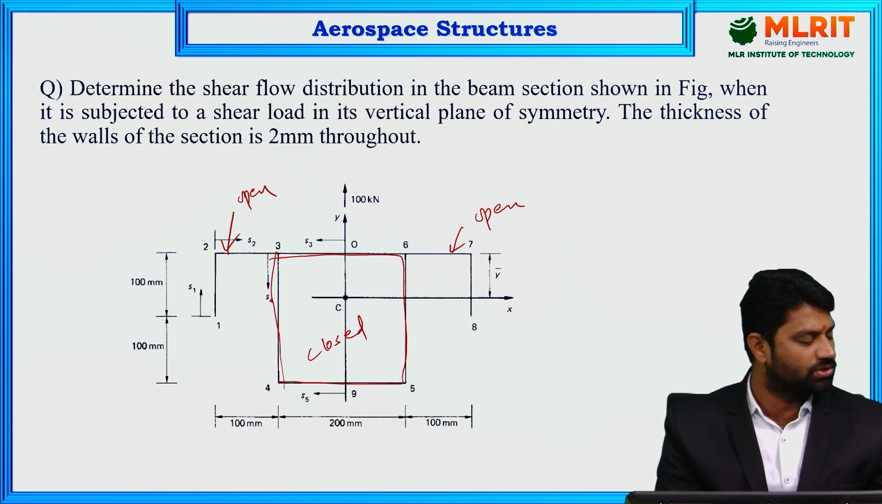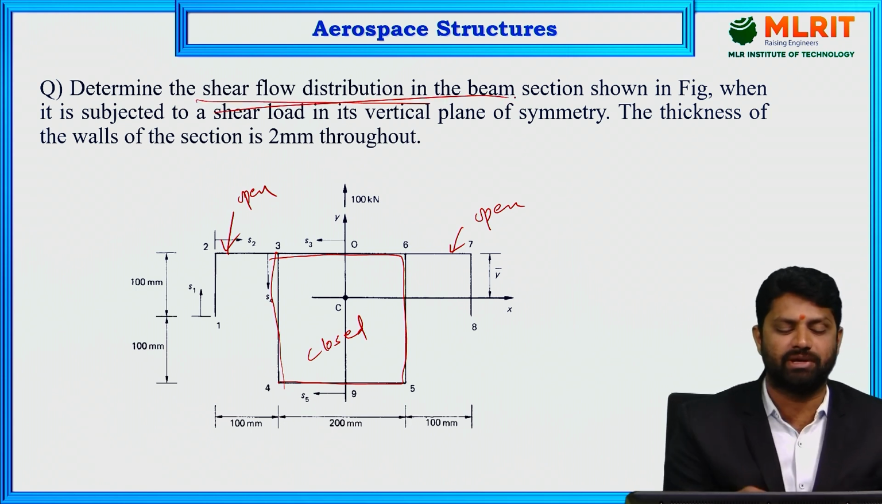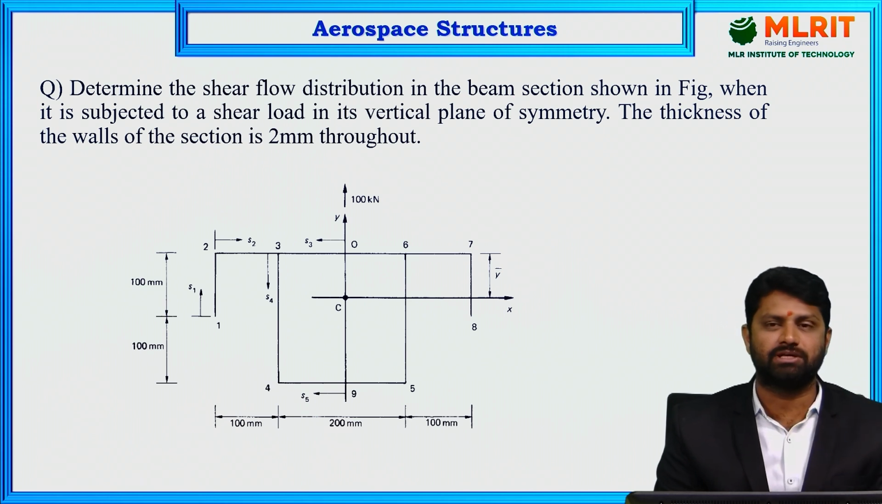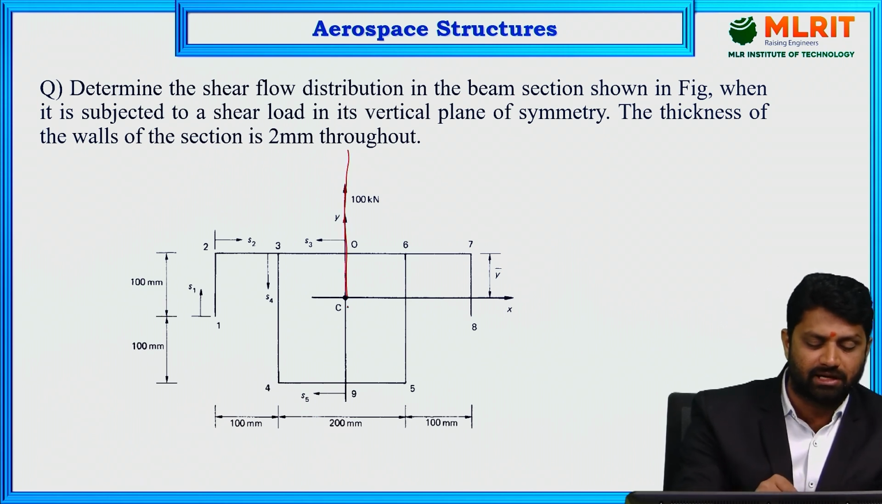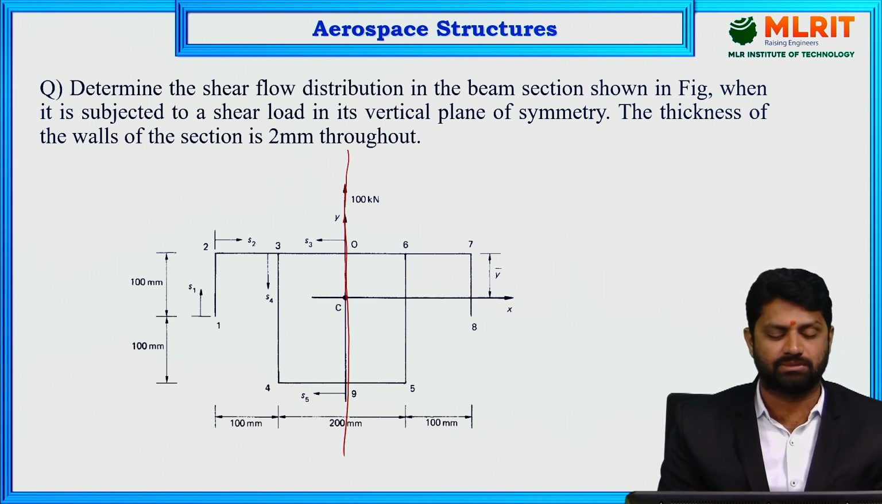To analyze this, as he asked to determine the shear flow distribution in the beam, the given diagram has a vertical axis of symmetry. So you can analyze for this beam either the left side or the right side of this particular diagram, so that the analysis can be extended to both sides of the beam.